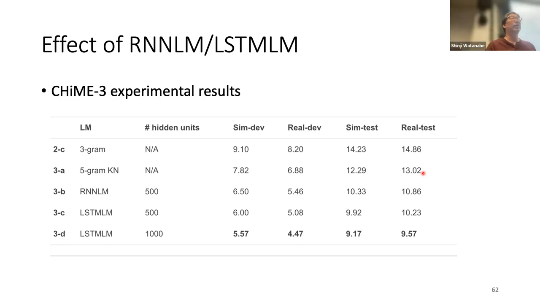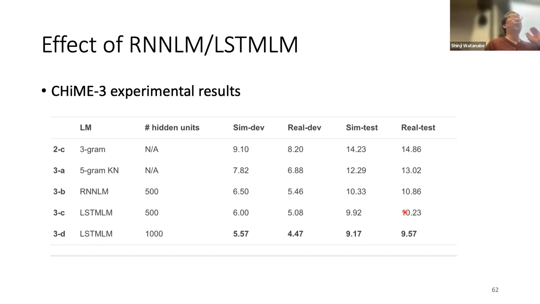But if we change to the vanilla recurrent neural network, we can get a big jump by considering the entire context. By using the LSTM language model, we can further get very good performance and so on. So this is the power of the recurrent neural network. Before and after the recurrent neural network language model, we have a very big jump in terms of performance.